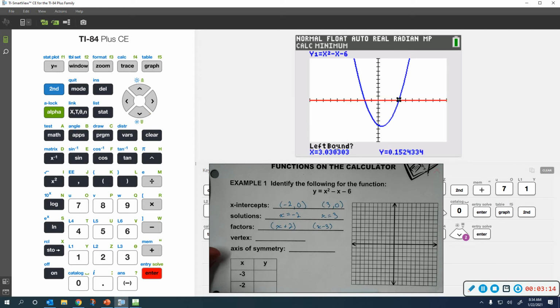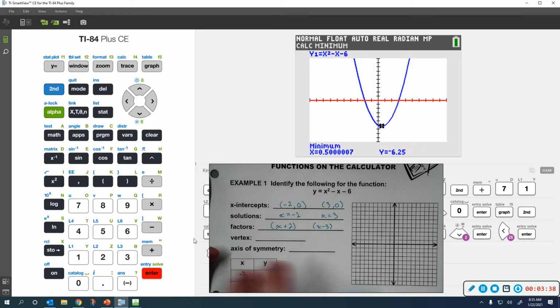Now, the first question is left bound. We have to make sure we're on the left side of our vertex. So I'm going to go to my vertex and go a little bit further just to make sure I'm on the left side. Then I'll push enter. It switches to right bound now. So we're going to arrow over to the right, keep going, make sure we're definitely to the right of our vertex. Push enter. When it says guess, push enter one more time.